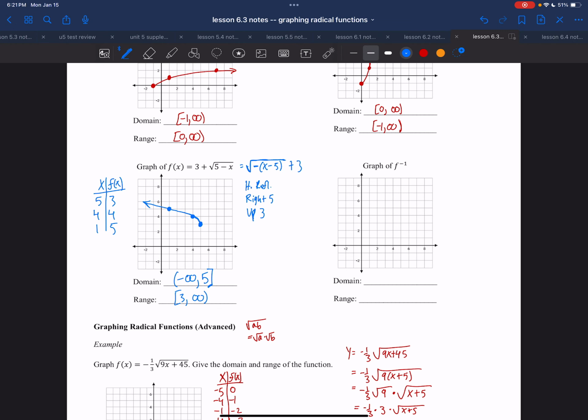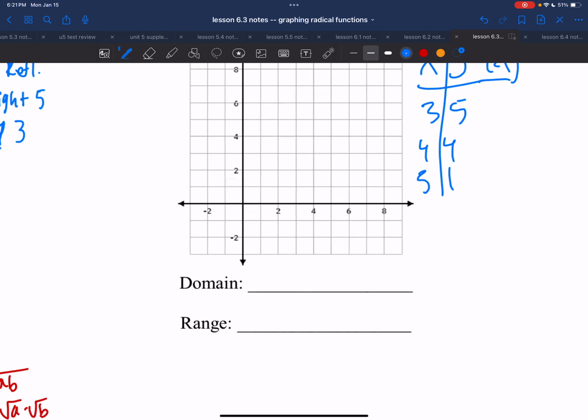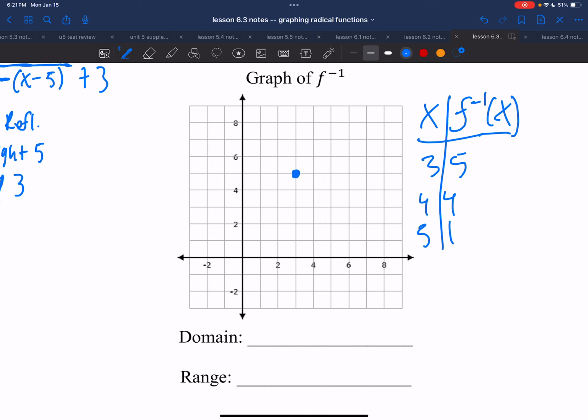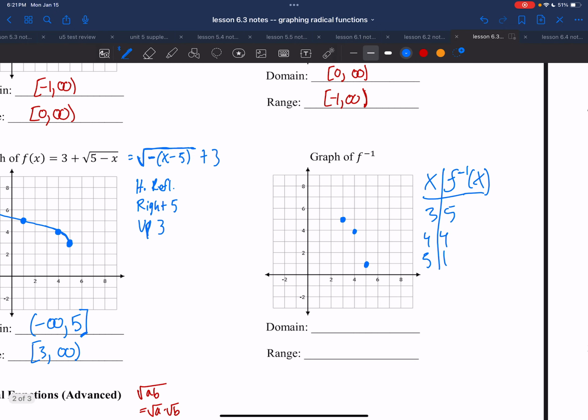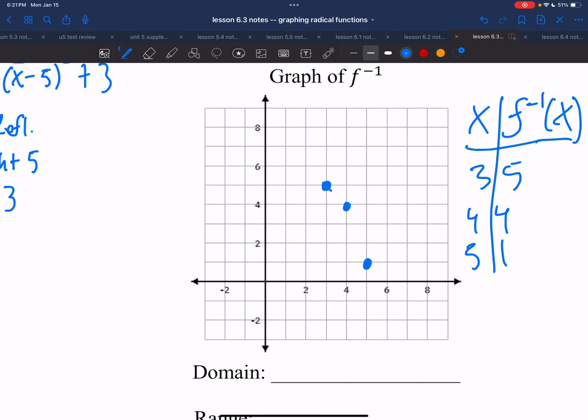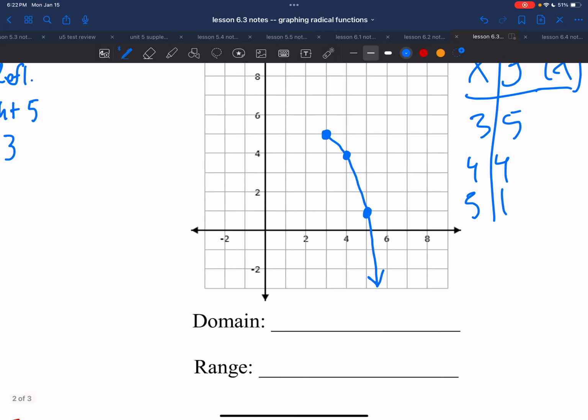And if I switch these points, x with f inverse, swap x and y: 3, 5, 4, 4, 5, 1. So 3, 5, 4, 4, and 5, 1. The endpoint was 5, 3, so 3, 5 is the new endpoint, so it's coming down like this. A little bit better. Here we go. Hey, that's not half bad.